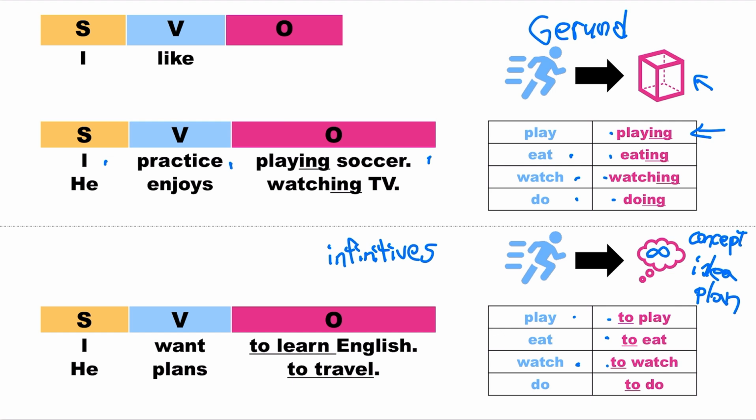So, if we look at these sentences, I want to learn English. This is my desire. It's not a real thing. It's just my dream, my wish. He plans to travel in the future, not now. This is plan. So, in English, we can turn verbs into nouns in these two ways. When we want to talk about the real thing, we use this. When we want to talk about the idea, we use this.